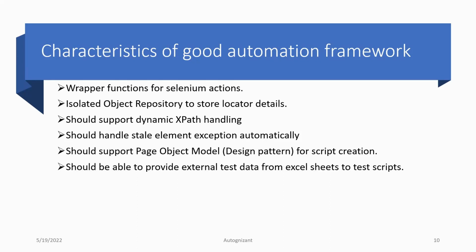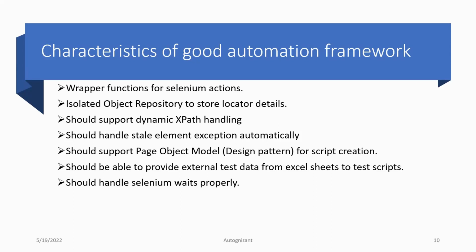Automation framework should be able to provide external test data from Excel sheets to test scripts. So if I have some scenarios which I want to execute against different data sets, there should be a mechanism in the framework which will read all the test data from Excel sheets and provide it to the test scripts for execution. We should be able to see the automation execution results for each record in a test data file. It should also handle Selenium waits properly.